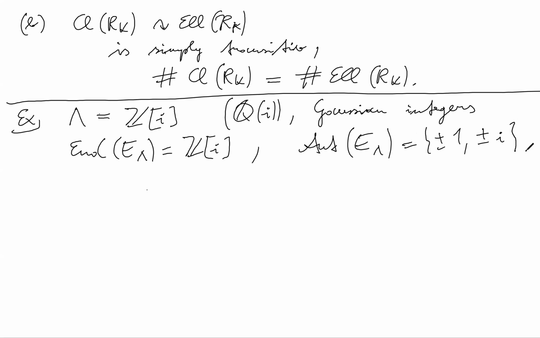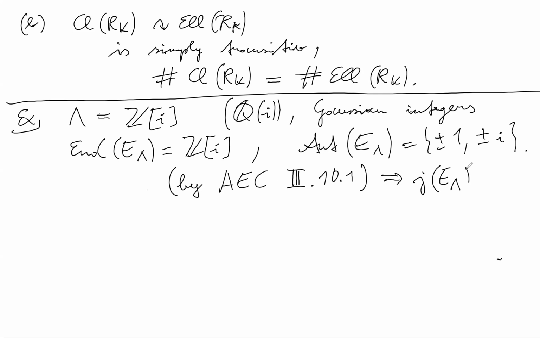And now actually, in the original Silverman book on elliptic curves, this is found in chapter 3, there's Theorem 10.1, where he classifies elliptic curves up to automorphism groups. This actually implies that the j-invariant of lambda has to be 1728. Okay, this is the only elliptic curve that has an automorphism group of size 4.